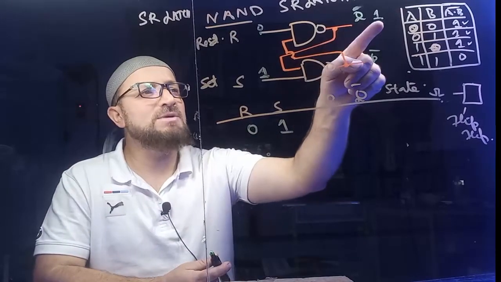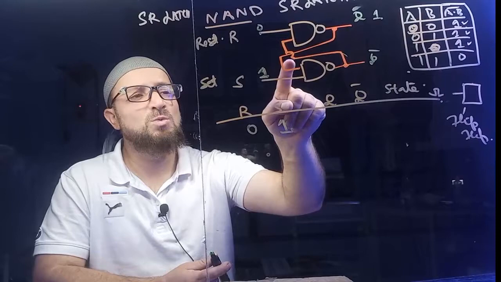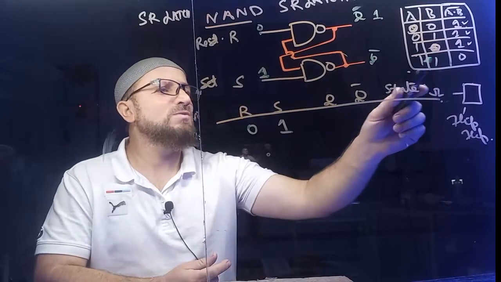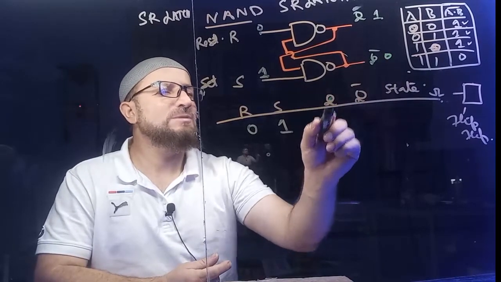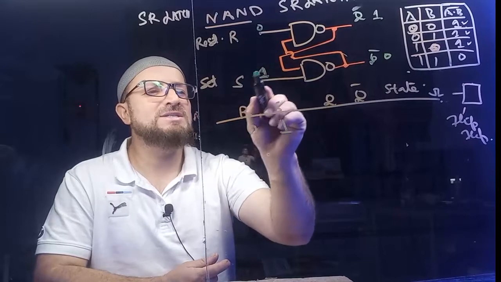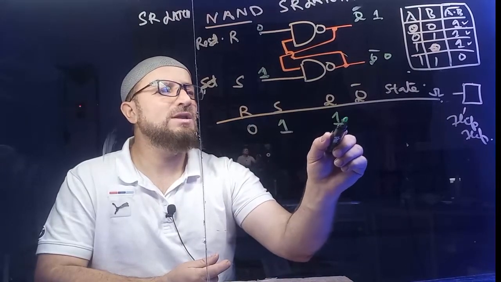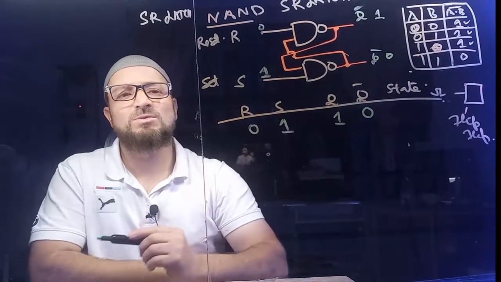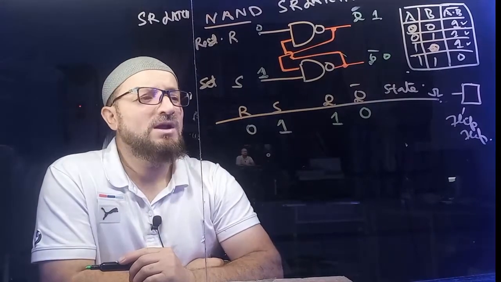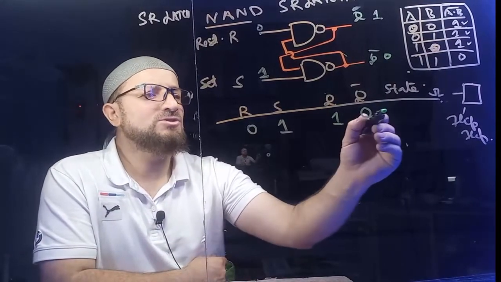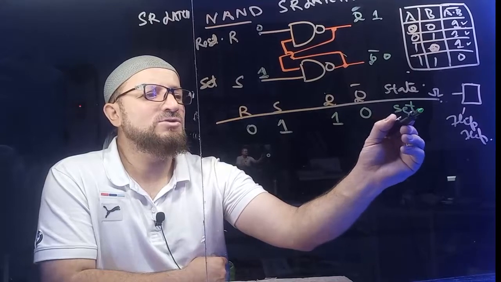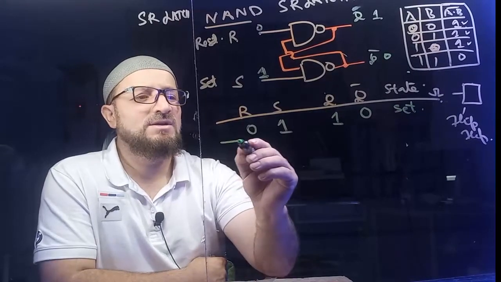Now the other input is coming 1 from this side. So 1 and 1. So what is 1 and 1? 0. Output will be 0. So that means in this scenario, when R is 0, S is 1, Q will be 1 and Q complement will be 0. Okay, so that means when Q is 1, this is a set state. So understood, this is a set state. Okay.